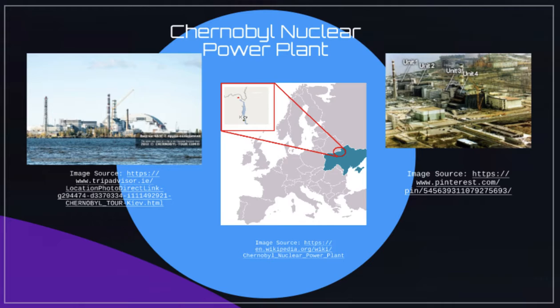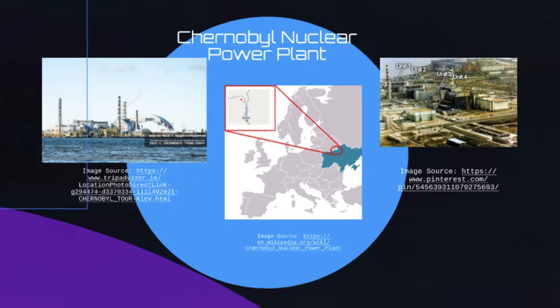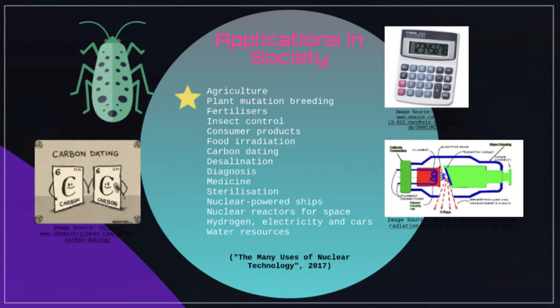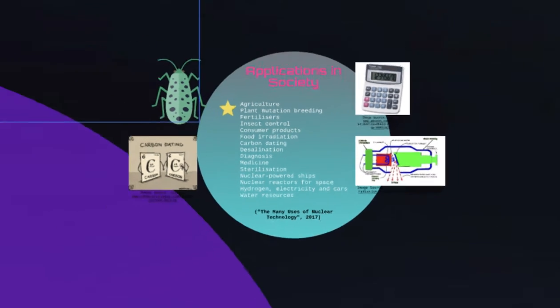Byproducts of the process involving nuclear energy are known as radioactive elements that emit dangerous and toxic radiation. These radioactive elements are buried deep underground to prevent contamination and contact with human life. One of the most well-known incidents involving a nuclear power station is that of Chernobyl, located in the Ukraine. Here are some examples: insect control, consumer products, carbon dating, and medicine.